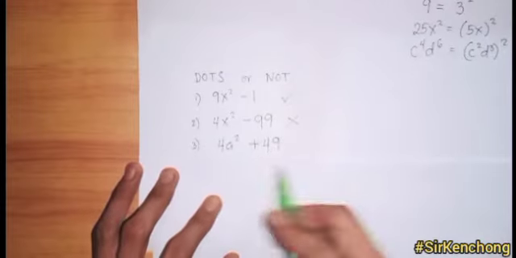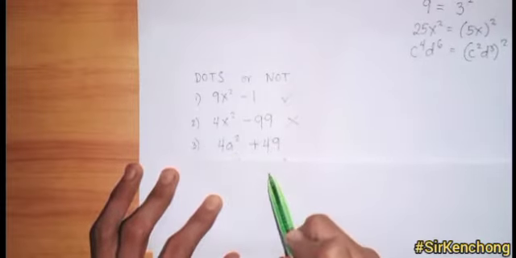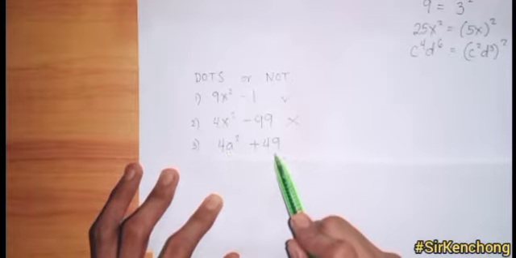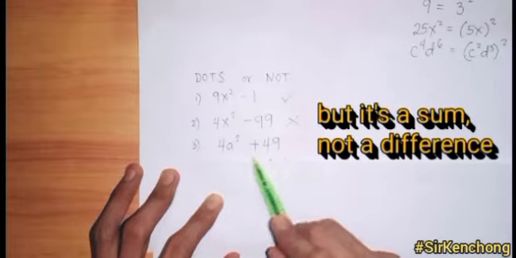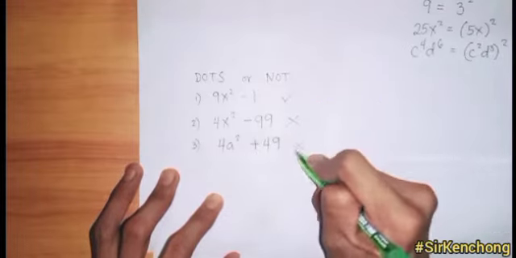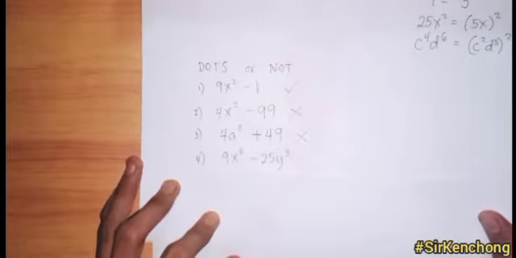Number 3. 4a squared plus 49. So, this one is a perfect square. Yes. 49 perfect square din. Kaya lang hindi siya difference of two squares. Sum siya ng two squares. So, hindi siya.